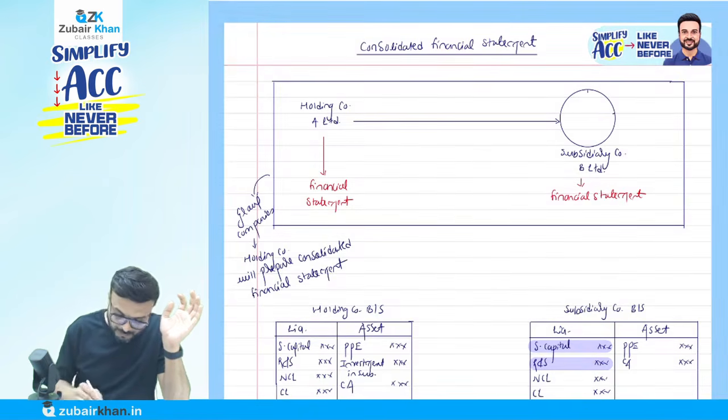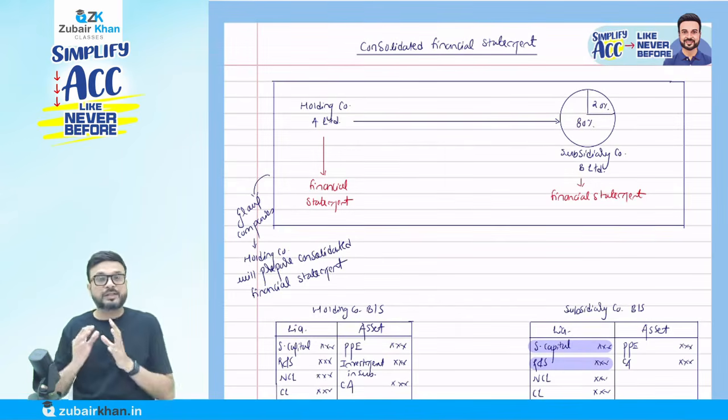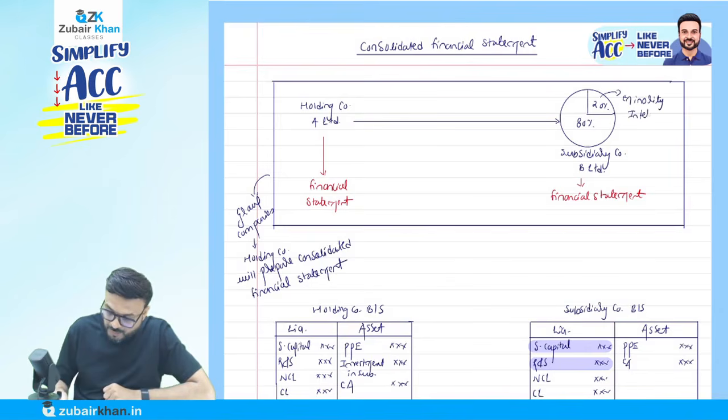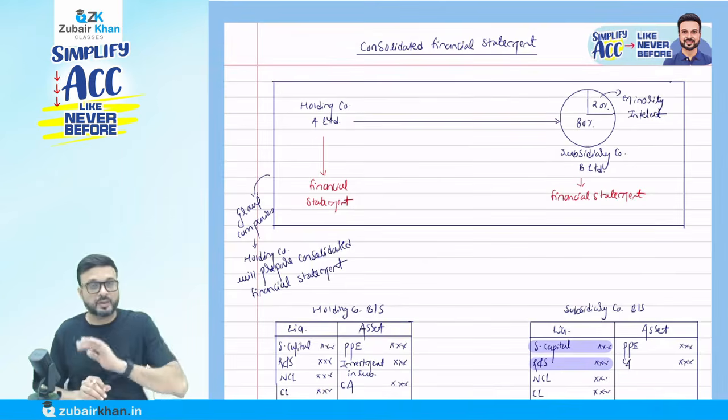Okay. Suppose a holding company holds 80% here, and 20% is held by someone else. Now understand this point. So what is going to happen now? We call this 20% holding in a subsidiary company minority interest. Accounting Standard 21 says they are minority interest.